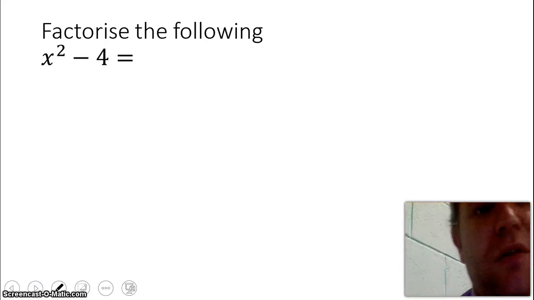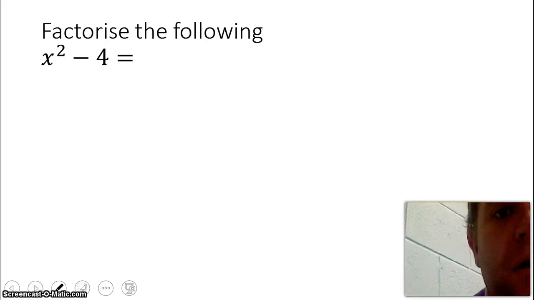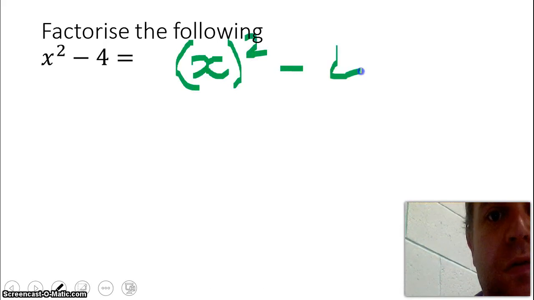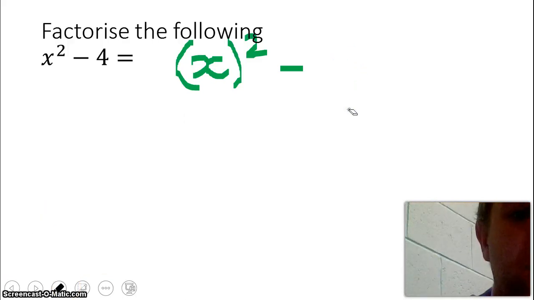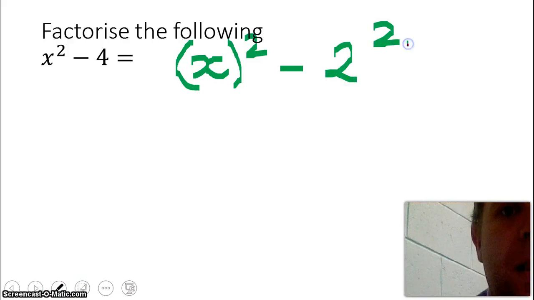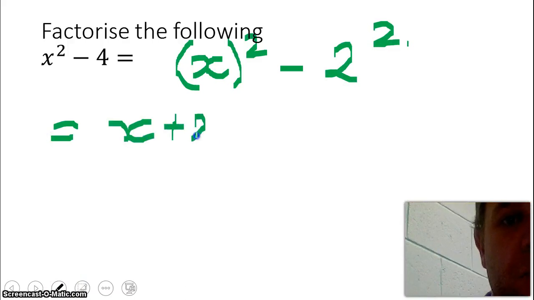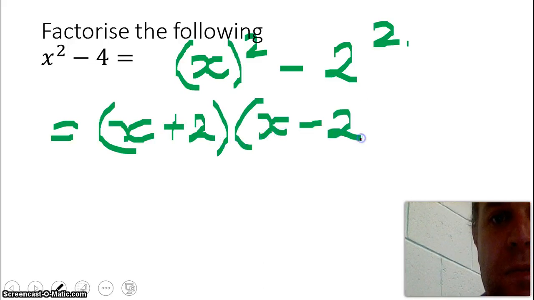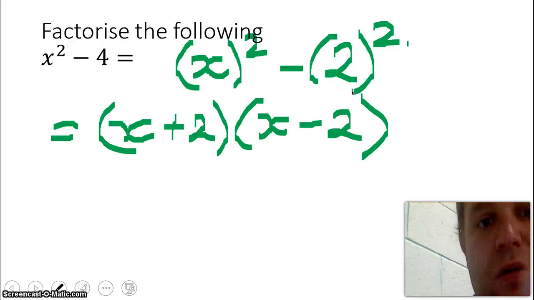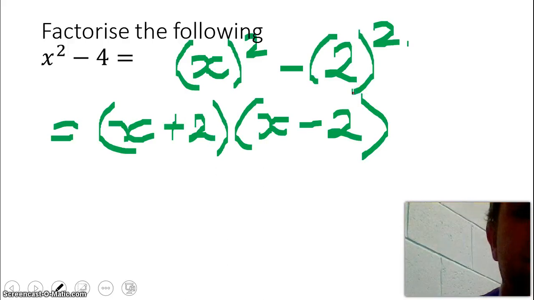So when we're factorising things like this one, we've got x squared minus 4, that's x squared minus 2 squared. So expanding that out, we're going to end up with x plus 2, x minus 2. And that's how we factorise it. Once we've got our two squares, plus 1 and a minus 1.